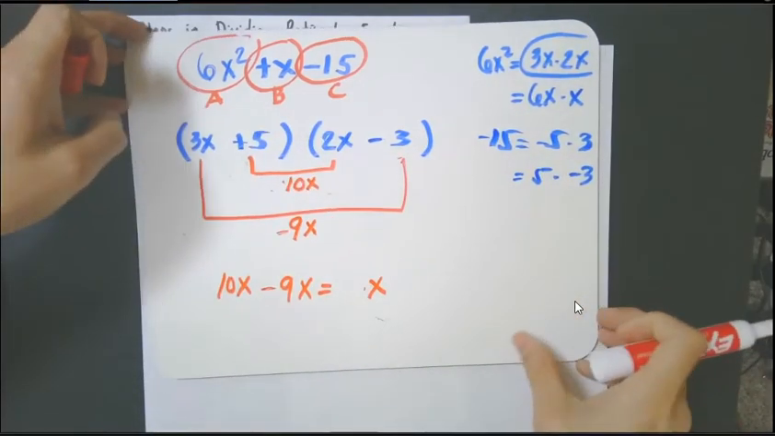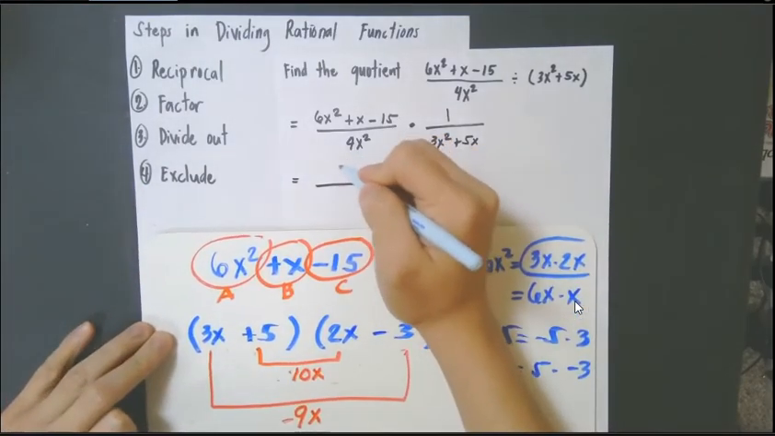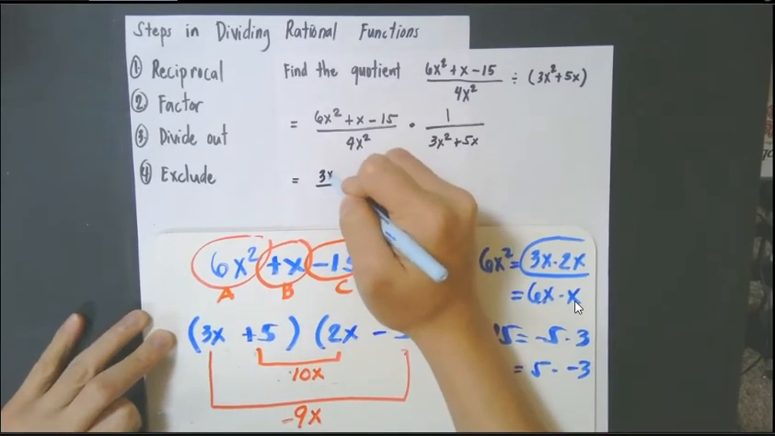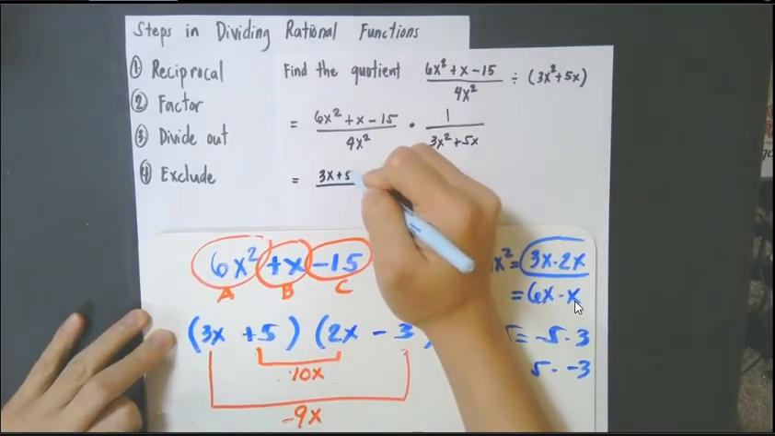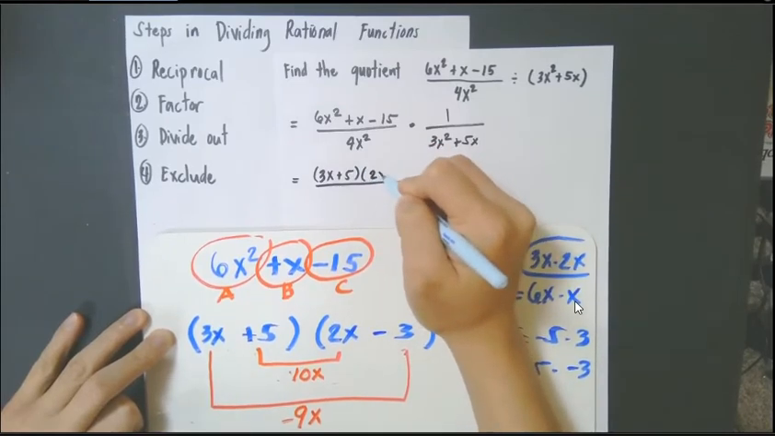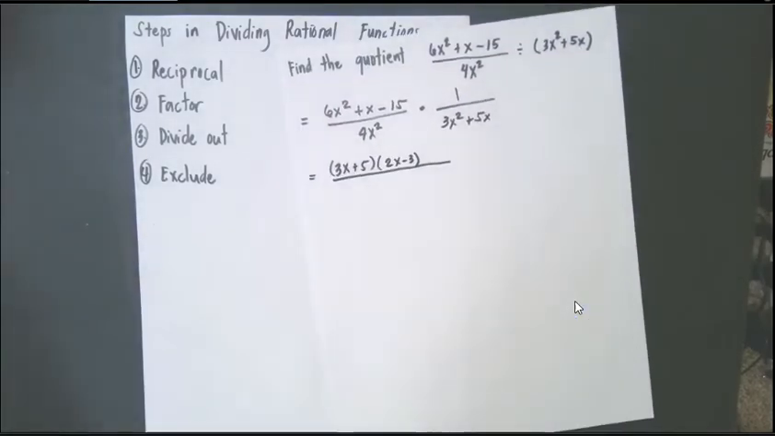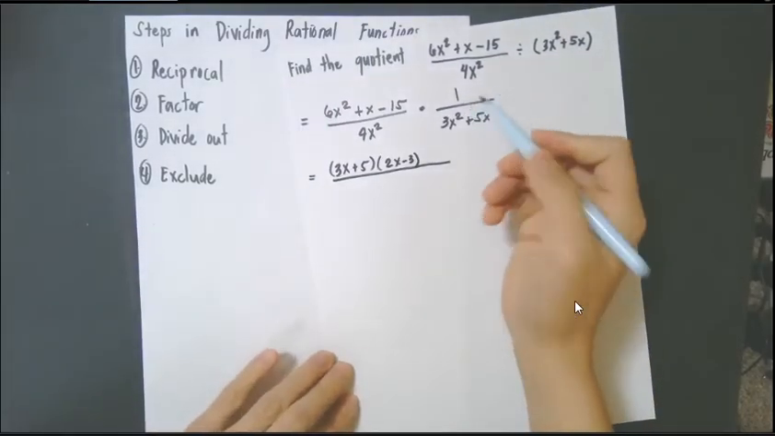So these are the factors we're looking for. Let me copy that. So we have here 3x plus 5 times 2x minus 3. That's 1, so no need to copy that.